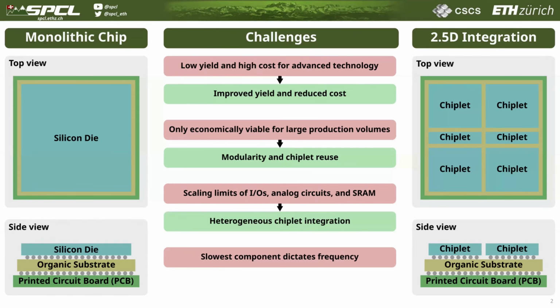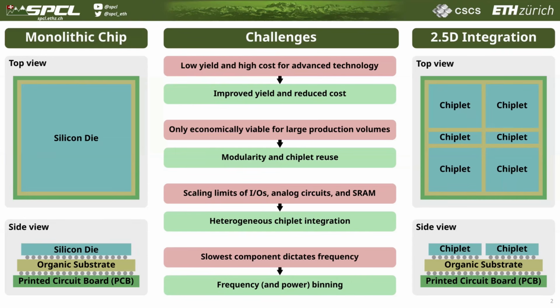Furthermore, we can use heterogeneous chiplet integration. This means that in the same package, we can have chiplets that are built in more mature technology nodes, for example, for IOs and analog circuits, and ones that are built in bleeding edge technology nodes, for example, compute chiplets. And finally, we can also use frequency and power binning when assembling these different chiplets into complete systems.